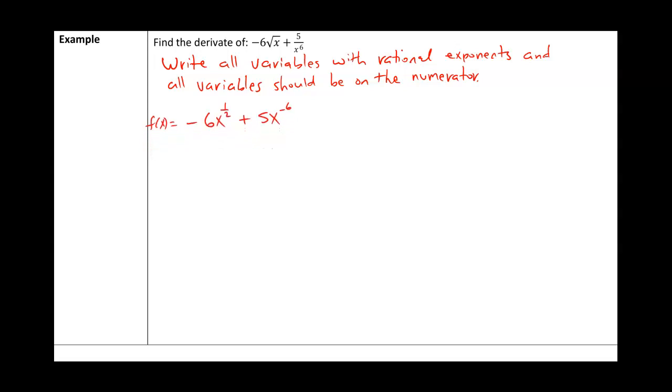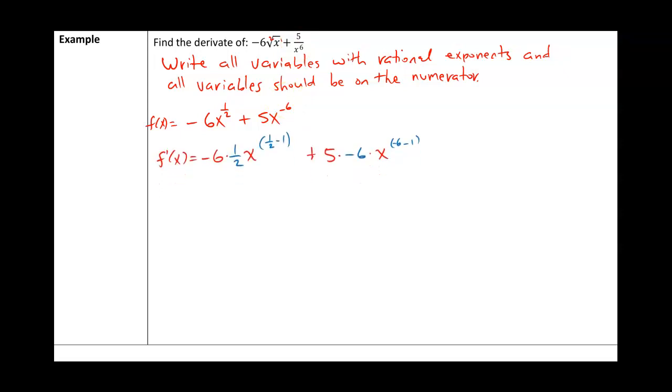So we have negative 6x to the 1/2. So remember, this is like the square root and then x to the first. So that becomes 1/2 in rational exponent form. And the x to the 6th moves to the numerator with the 5, so it becomes 5x to the negative 6th. Then we follow our rules of differentiation.